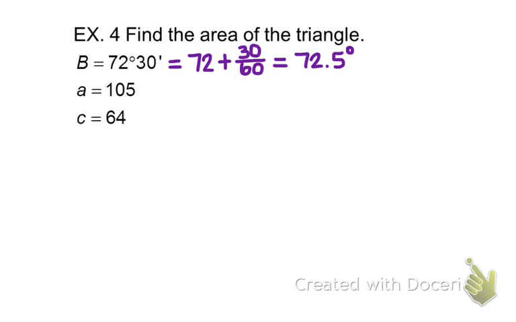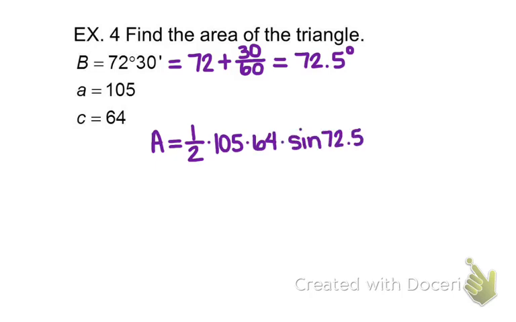And then they gave us that side A is 105 and side C is 64. So we're just going to plug into the area formula, which is 1/2 of A times C, so that's 105 times 64, times the sine of 72.5. So I type this all in my calculator, and I get that the area is 3204.5. And since this is area, we're talking about units squared.